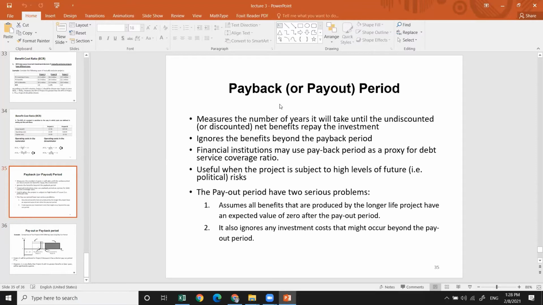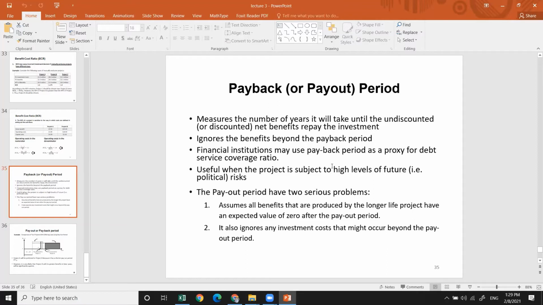And payback period is the last measure of investment appraisal that we use: how many years it takes to recover the investment cost. It basically ignores the benefits beyond the payback period, I mean the cutoff period. Financial institutions may use payback period as a proxy for debt service coverage ratio, and use it when the project is subject to high levels of future risk.